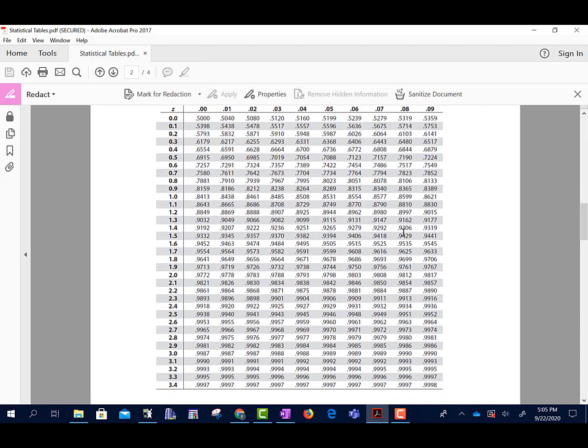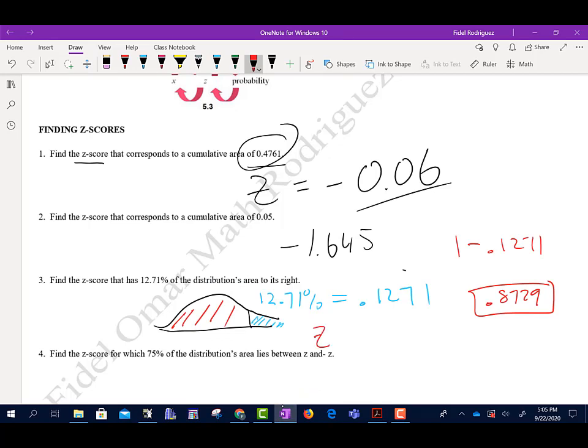Let me see if I can find it. And I'm just trying, here we go. Y'all see it right here in the middle? So 1.14. So I'd come back over here and I'd say, okay, my z value is going to be 1.14.